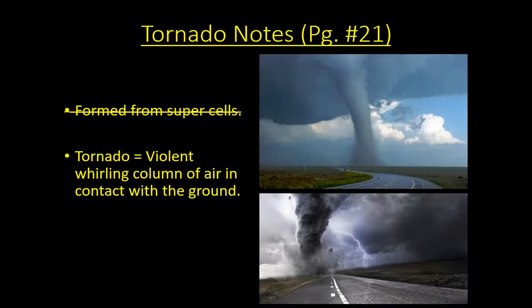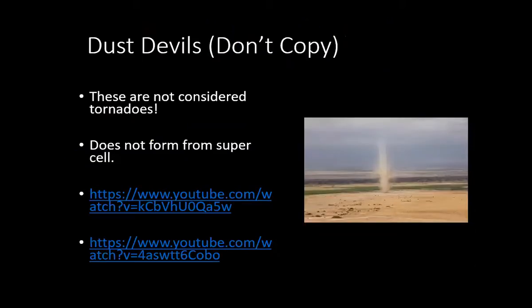Let's talk about what aren't tornadoes, though. Water spouts aren't considered real tornadoes, as well as these whirling columns of wind that aren't connected to clouds called dust devils. Okay, so these are not considered tornadoes. They're not from a supercell. They're in dry, desert-like areas. Let's check out some cool examples of these.